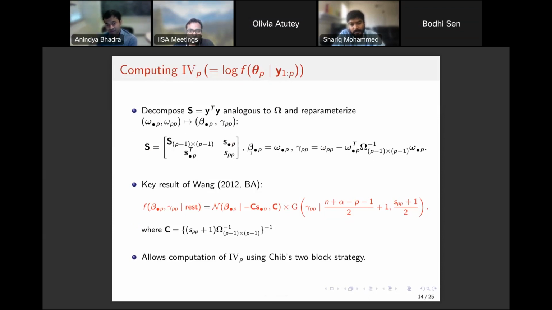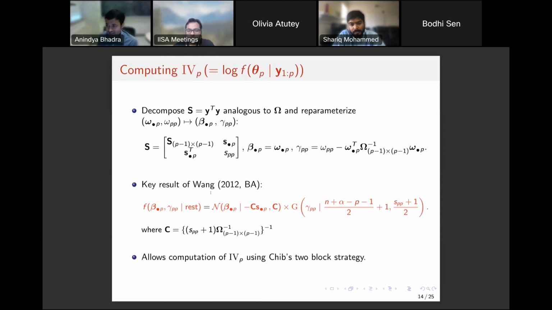Okay, so what we do is that we introduce these two new variables. Beta dot P is the same as omega dot P, so this is the off diagonal elements in the last column of omega. And gamma pp is omega pp, which is the last element, the p by p element of the original omega, minus this thing. Again, it's a Schur complement adjustment of the bottom right 1 by 1 block. So if omega pp was positive, this gamma pp is also going to be positive. We can see that by using properties of Schur complement.